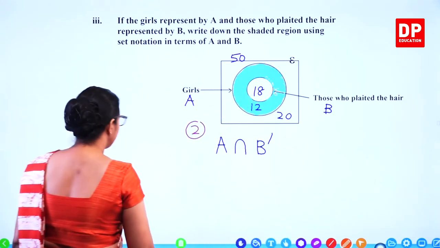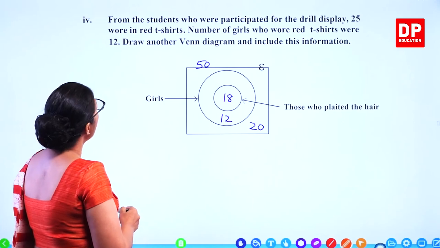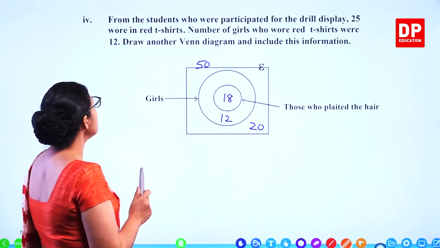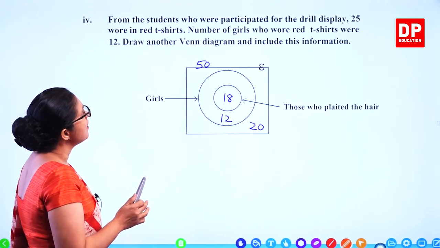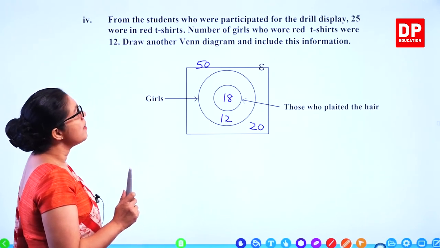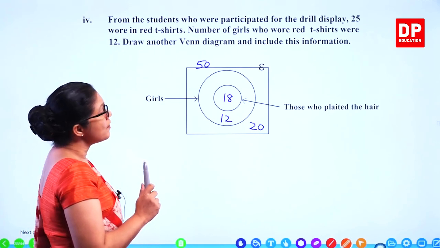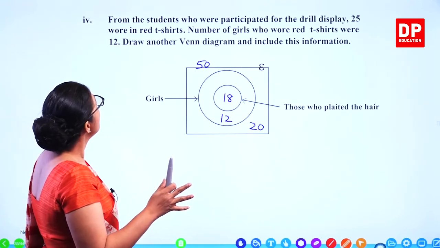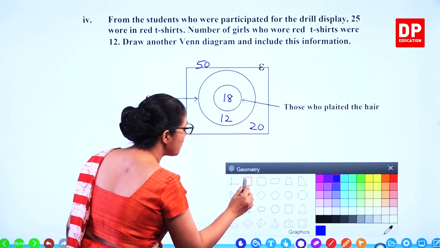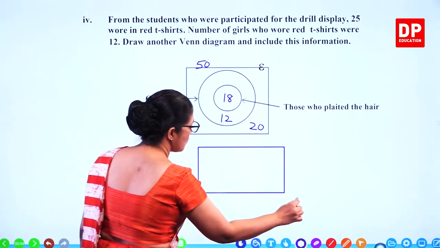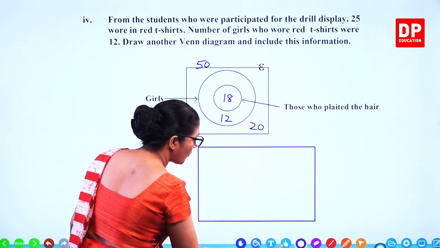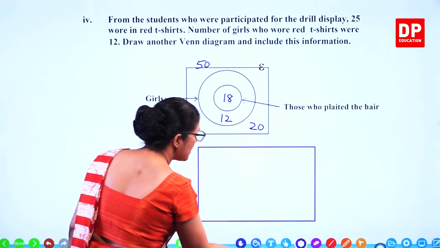Part 4, from the students who participated for the drill display, 25 wore red t-shirts. Number of girls who wore red t-shirts were 12. Draw another Venn diagram and include this information. So there's another set, that's wearing red t-shirts. So we'll try to draw another Venn diagram for that. So this is the entire set, and we can draw three circles now.